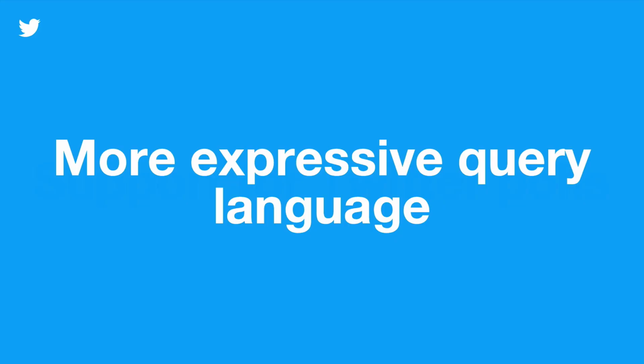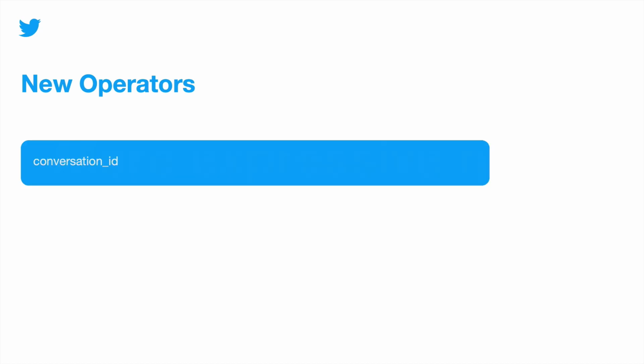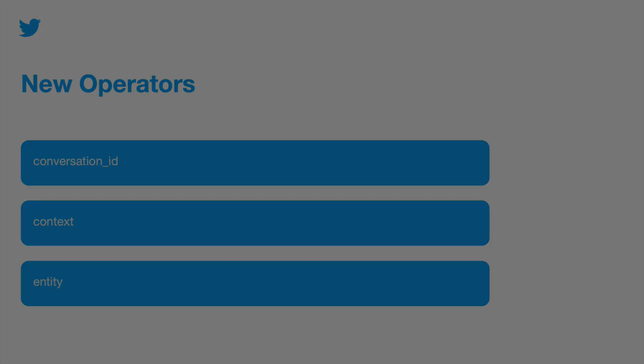The new API supports new operators that let you filter for data that you might be looking for. By using these operators, you can specify exactly the data you want and significantly reduce the time and effort required to clean your data. The new operators include context, entity, conversation ID, along with others.